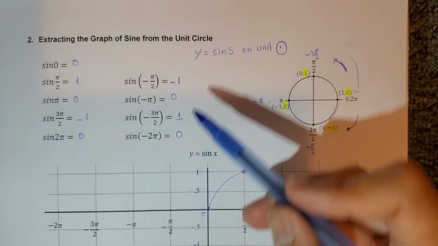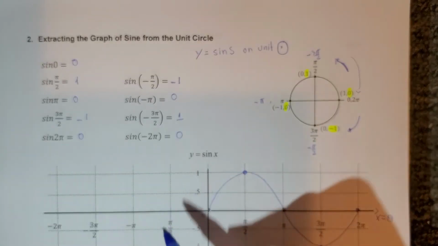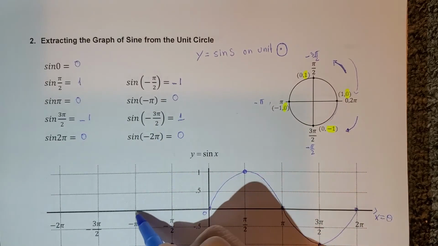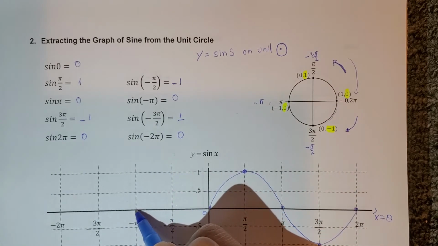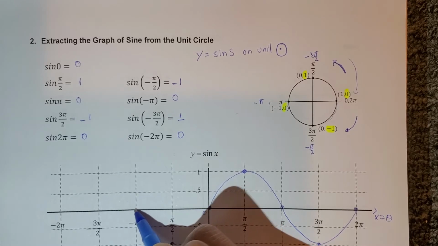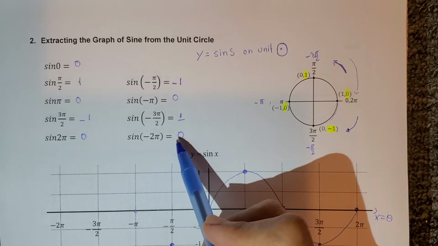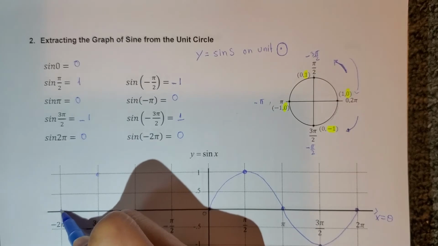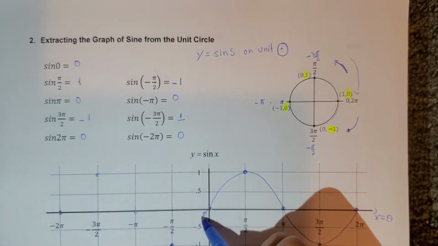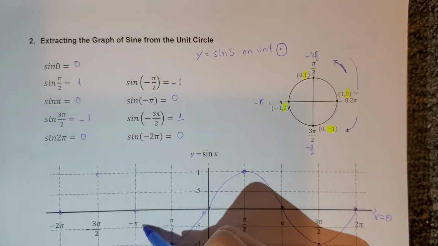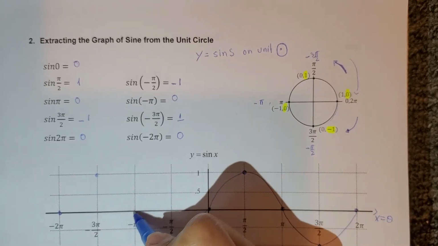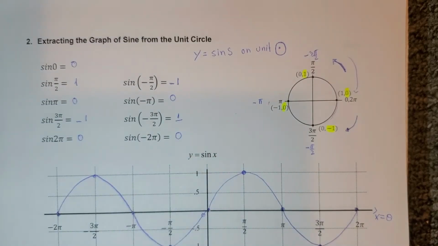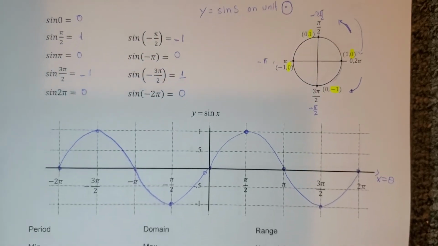Let's finish on the negative side also. At negative pi over 2, I get -1, which is right here. At negative pi, my sine value is 0. And at -3 pi over 2, my sine value is +1. Then at -2 pi, back to 0. So if you connect this, you get a parabola opening upward, and this one is going to be a parabola opening downward. So here we go, that's how the sine graph looks.